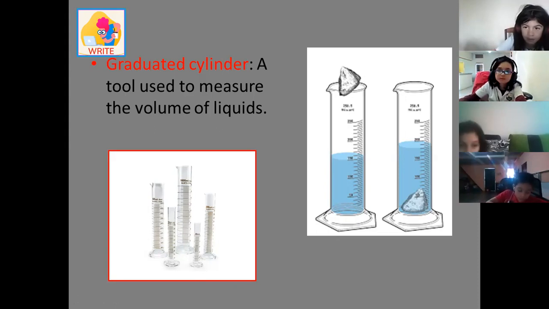We can fill the graduated cylinder with water. We can put a little bit of water, record the height of the water in the graduated cylinder, and then we can put a rock inside. And then we record the height of the water again. You see? In this one, though, we didn't have the rock.